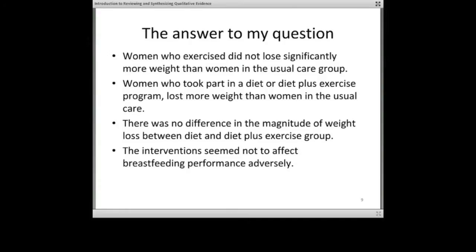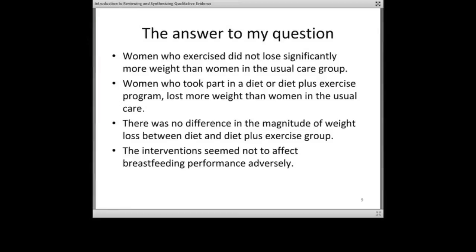And the answer to my question from that review was that women who exercised did not lose significantly more weight than women who were in the usual care group. And that sort of comforted me, so it meant that I didn't have to go out running or cycling for the upcoming 5 months. It also taught me that women who took part in a diet or diet plus exercise lost more weight than women in the usual care. There was no difference in the magnitude of weight loss between diet and diet plus exercise groups.